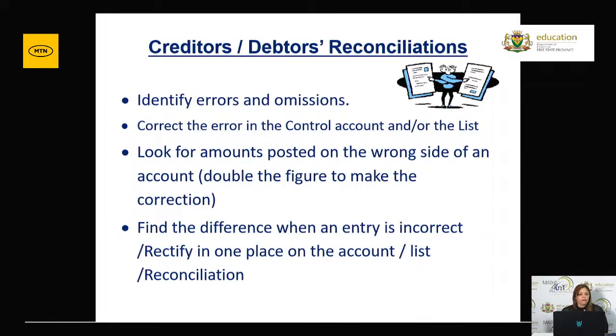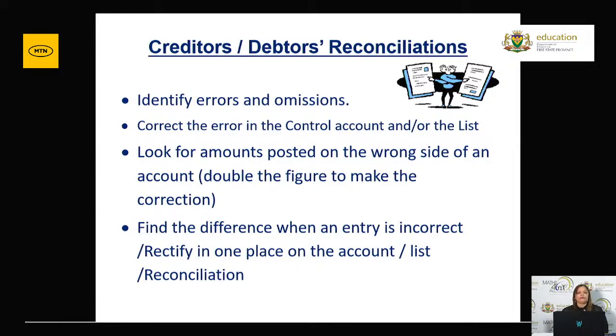Also possible part of this, your creditors and your debtors reconciliations. Just remember, they will not ask you all three in one paper. It will either be bank and creditors or bank and debtors or bank and VAT, but they will not ask all of it. But it is our duty to go over everything, right? With your creditors and your debtors, identify your errors and omissions. Correct the error in the control account or the list or the reconciliation.